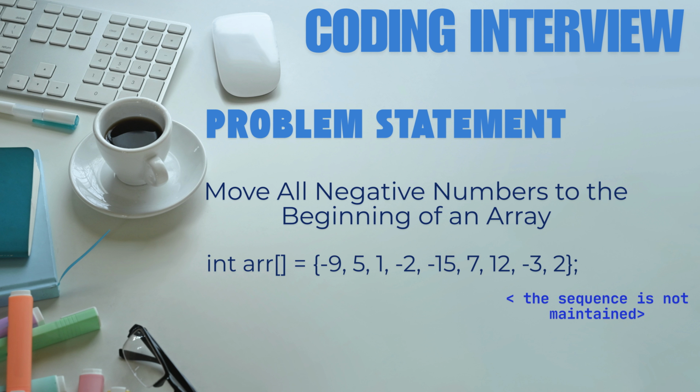In today's video, we are going to tackle a classic array manipulation problem that's often asked in coding interviews. The problem is to move all negative numbers to the beginning of an array and all positive numbers to the end. We will go through a Java code solution step by step to make it easy to understand. Let's dive in.